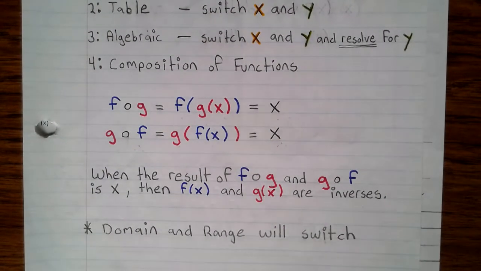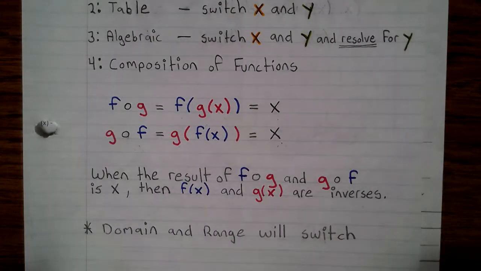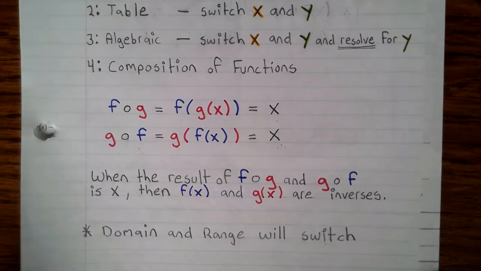When f of g of x equals x and g of f of x equals x, when the result of f of g and g of f is x, then f of x and g of x are inverses. Now, a special note about inverses: the domain and range will switch. Okay, so if you would, update your notes. Now your notes are updated. Let's take a look at our examples.